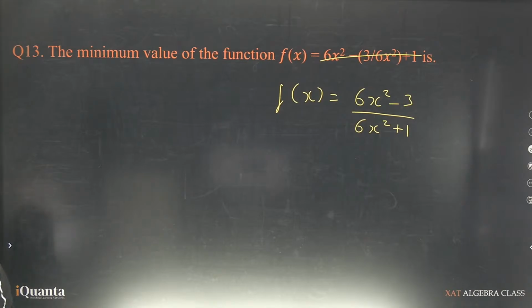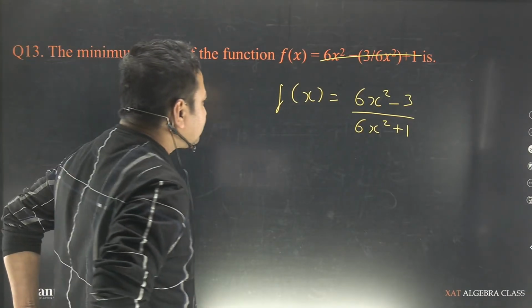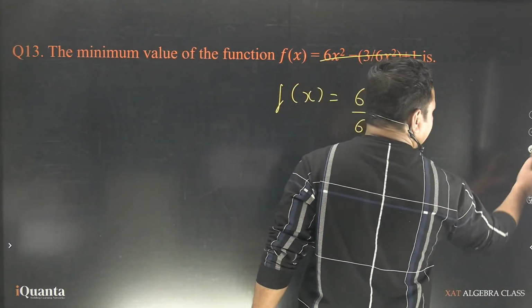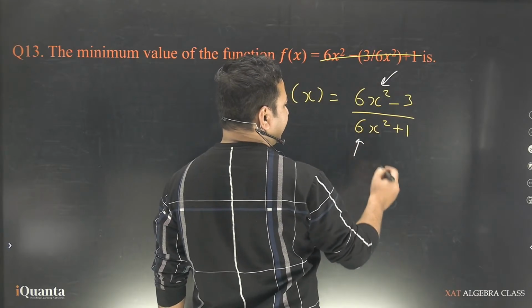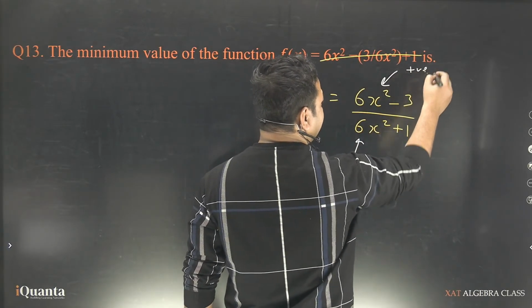A very simple question this is. Well, tell me the answer directly. The answer is very direct here. As you can see, this guy and this guy are same and they're always positive, isn't it? They are always positive.